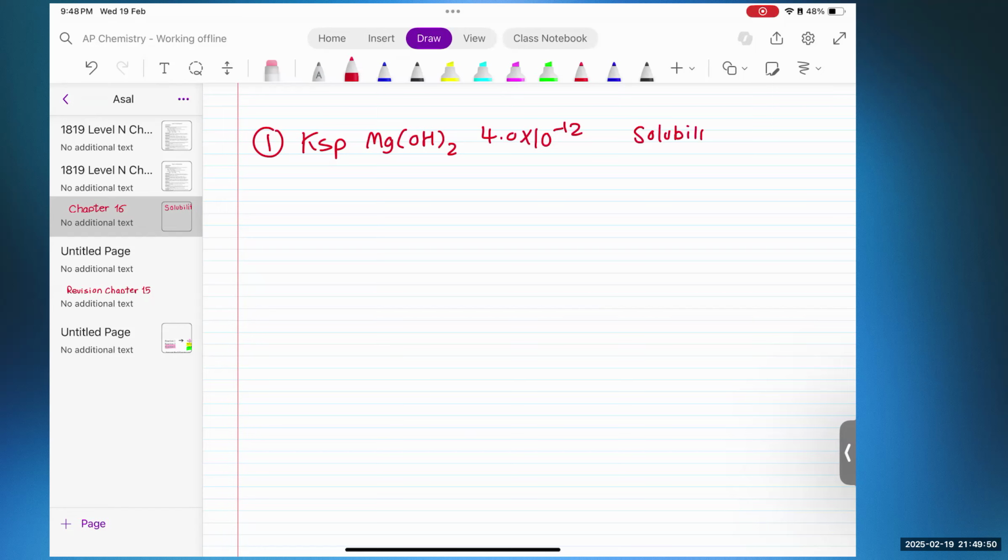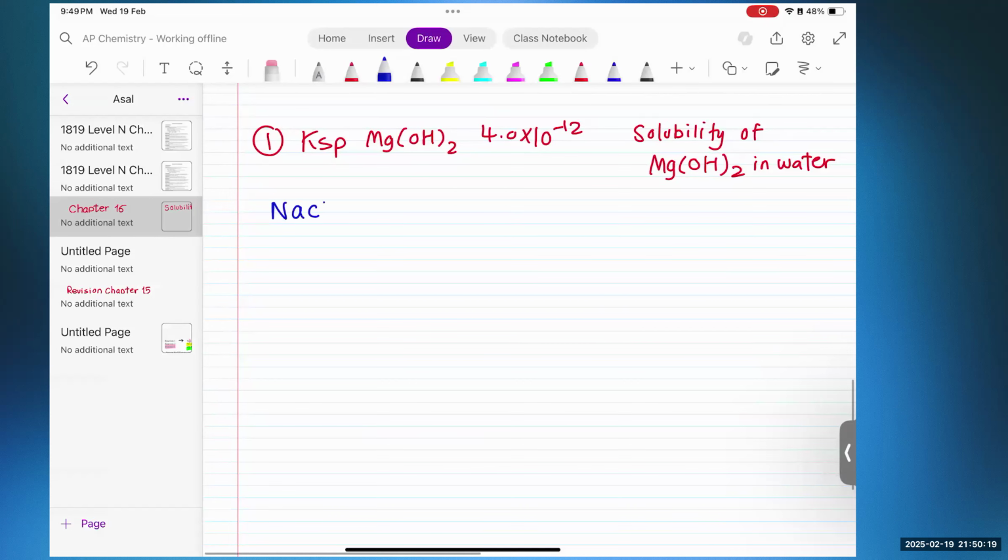Solubility means the concentration of the ions of magnesium hydroxide. Last year we said that since it is weakly soluble, I'm gonna use the ICE table directly. We also said we can make it easier by memorizing the three solubility rules, where the KSP and solubility depend on the ratio. What does ratio mean? If you have NaCl it breaks down into 1 Na plus and 1 Cl minus, while magnesium hydroxide breaks down into 1 magnesium and 2 OH minus.